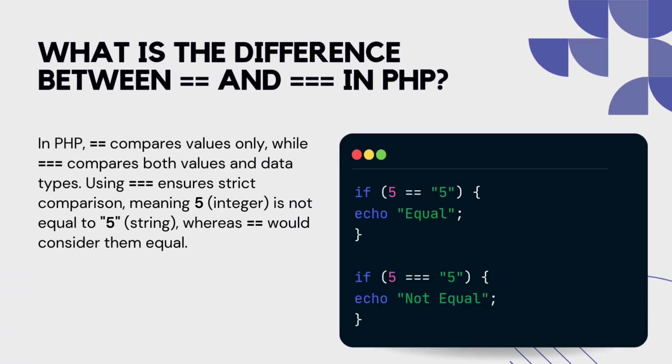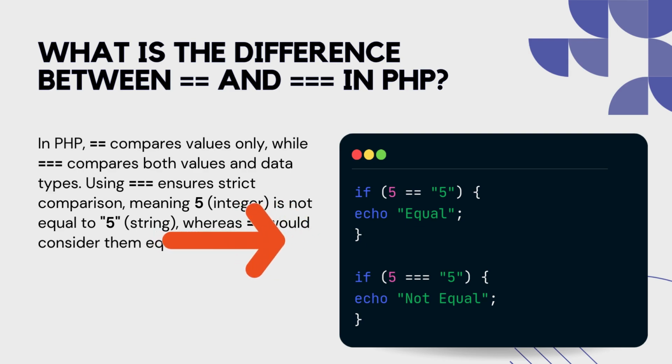What is the difference between == and === in PHP? In PHP, == compares values only, while === compares both values and data types. Using === ensures strict comparison, meaning the integer 5 is not equal to the string value 5, whereas == would consider them equal. Let's look at the example code.